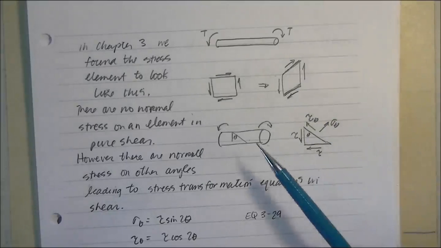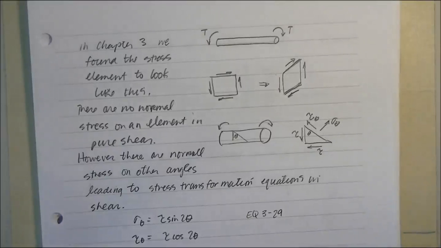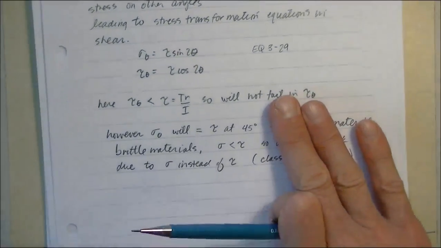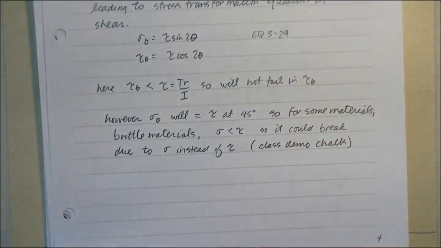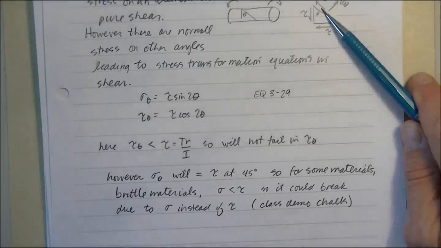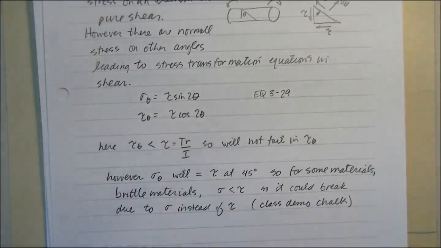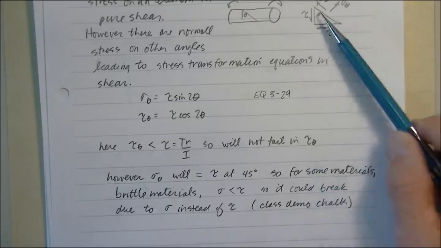However, on some other angle, like say you had some seam or a weak spot on your bar, we also have normal stress that occurs at some odd angle, at any angle. So we led up to stress transformation equations in shear, which are repeated here, equation 3.29. And here, in general, the shear stress on this angle is always going to be less than the shear due to TR over J, or the twist. So it generally will not ever fail in shear on that angle.